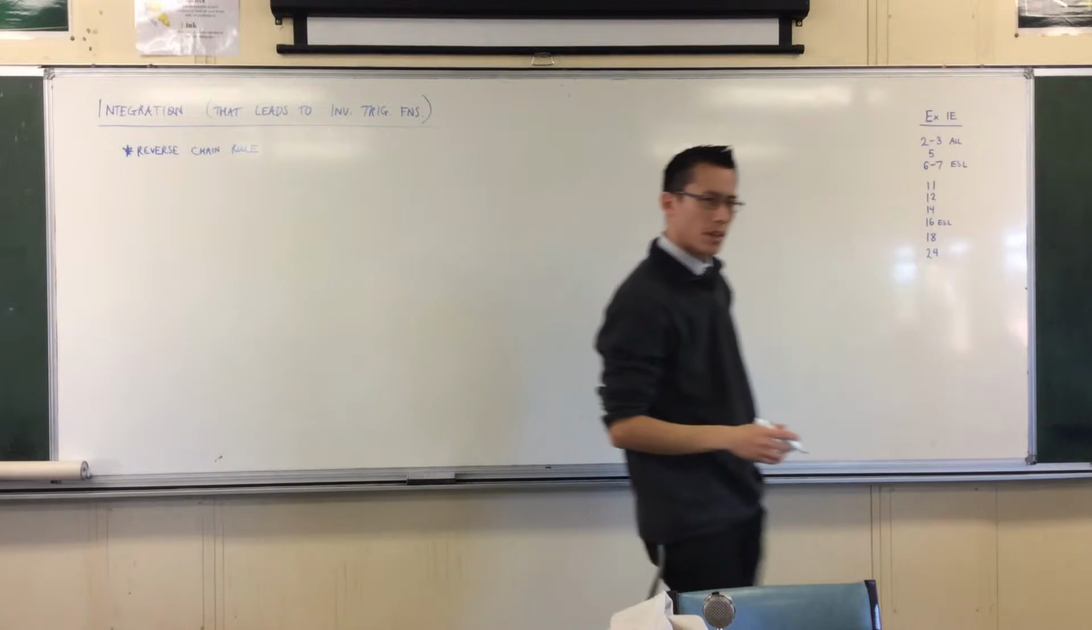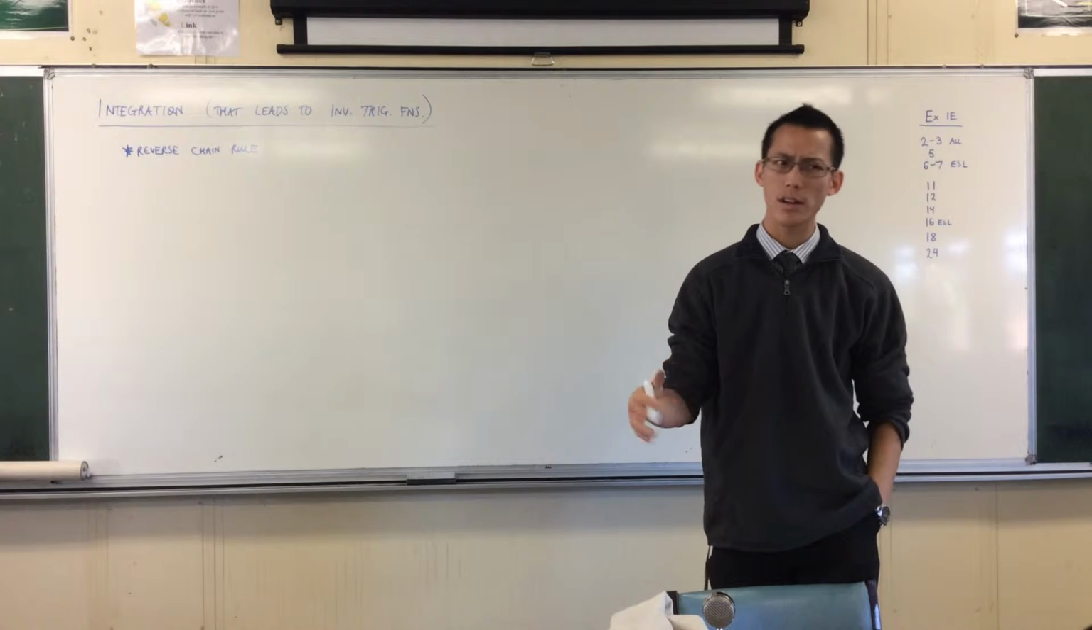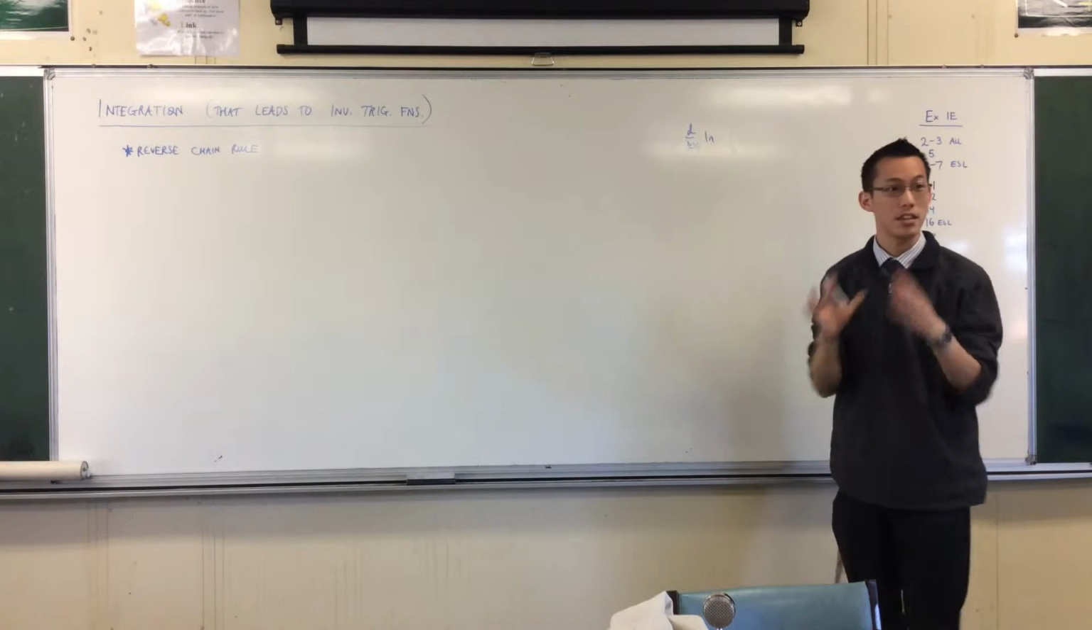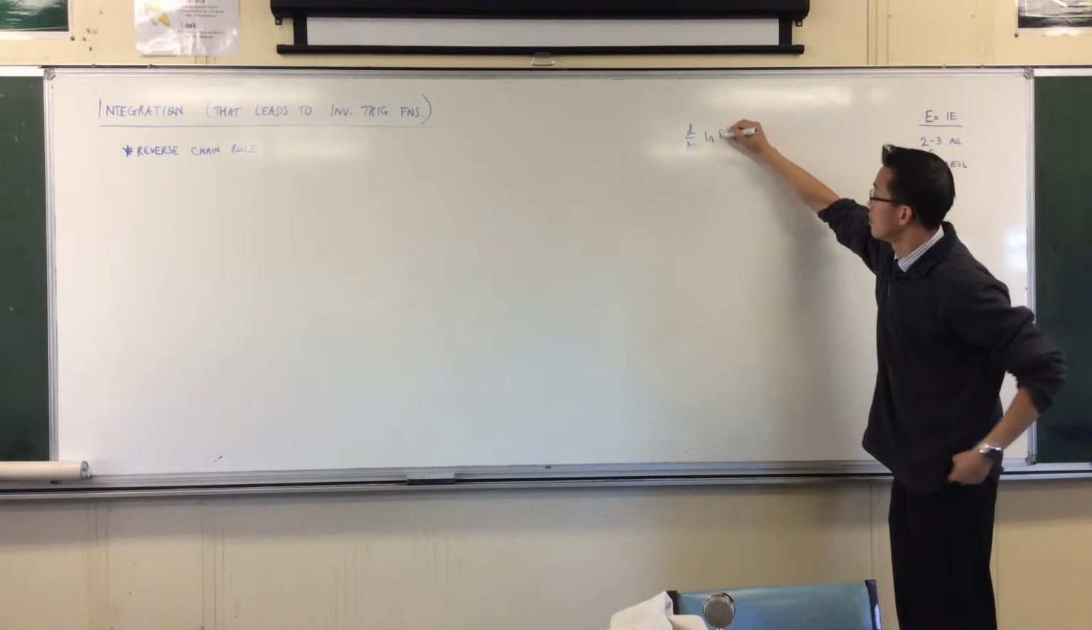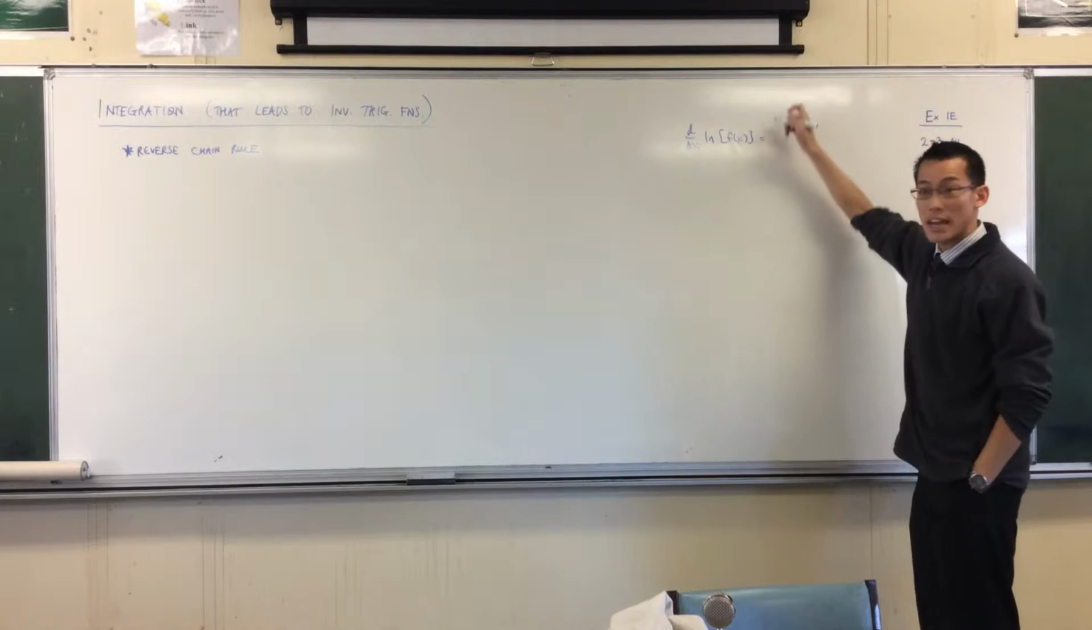Okay? Now, as a sort of segue into this, I want you to think about logs first because we're a little more comfortable with logs. When you differentiate log of, and I'm thinking chain rule, log of a function of some kind. Log of a function. We know what the derivative is. It's f dash on f. Yes?